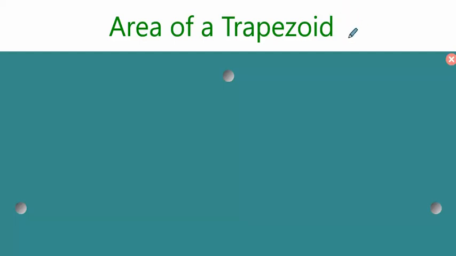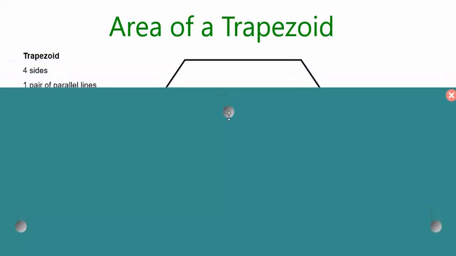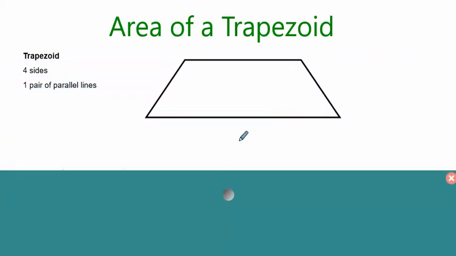All right, today is our last day of area, so we're looking at the area of a trapezoid, which I think sometimes is the most difficult, just because it's a little bit of a complicated formula. But if you follow the formula, it's no big deal. All right, so let's first look at what a trapezoid is, okay?